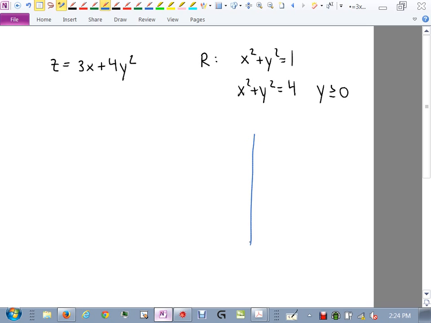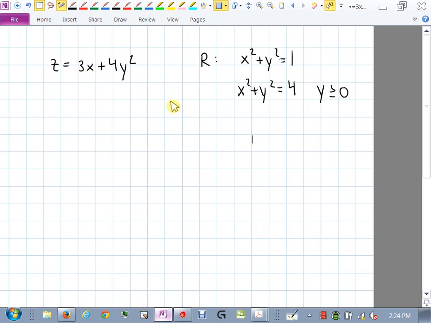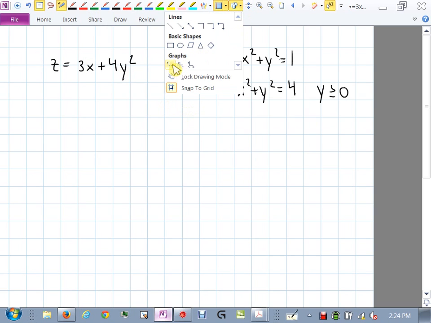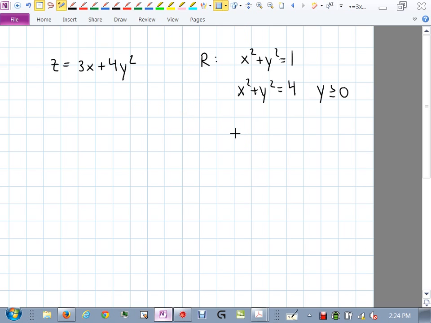X squared plus y squared is 1 is a circle of radius 1. All right, so draw your circle radius 1 in here. Then x squared plus y squared is 4, so radius is 2. And it's the region bounded by those two.